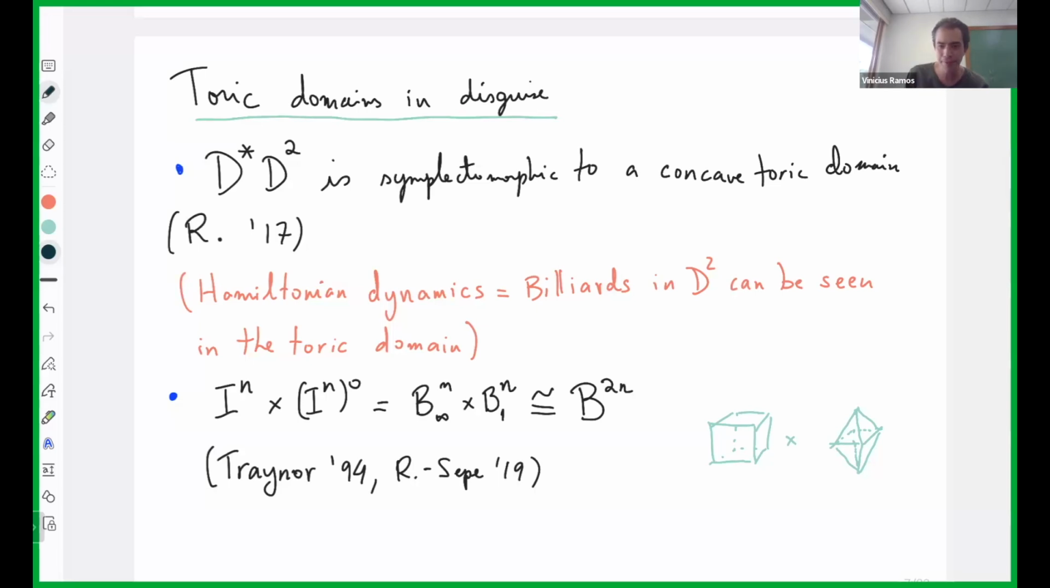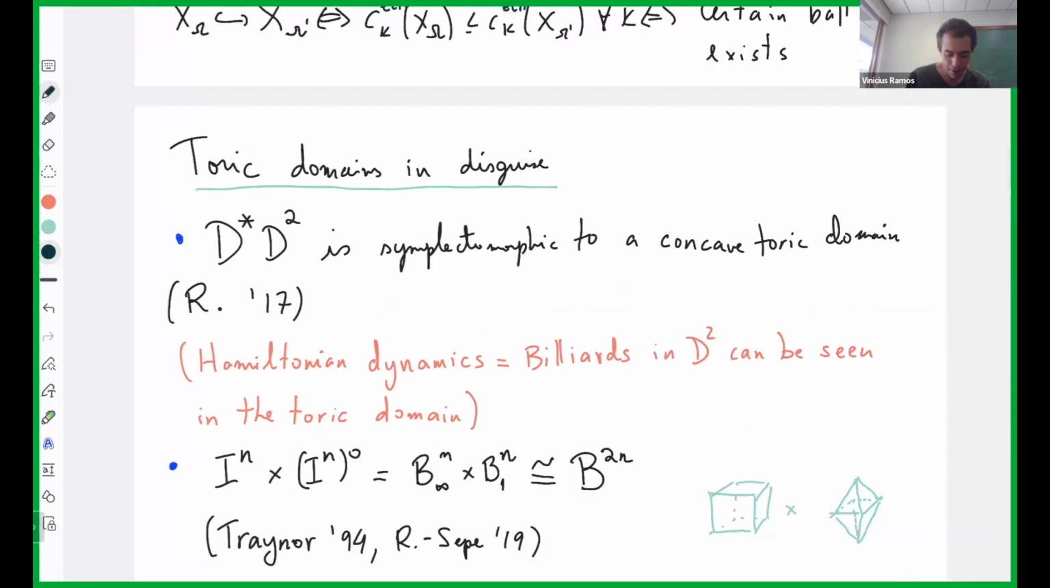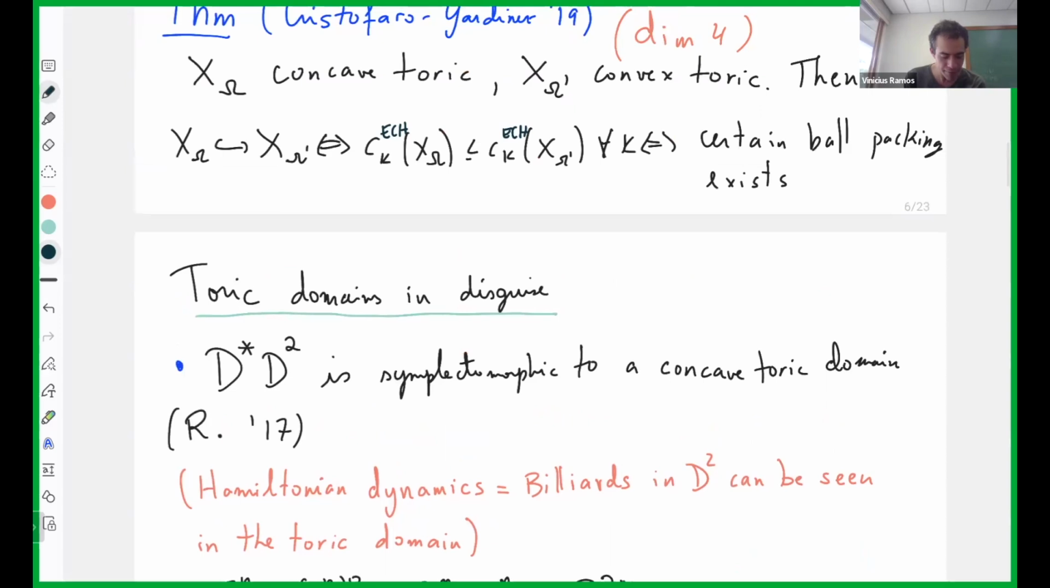The first one that I found was D star of D2. If you look at the disk in R2 with the flat metric, and you look at the disk bundle, that means in the cotangent bundle, you look at the unit disk on each fiber. This disk bundle of D2, which you can also think of as the Lagrangian product of two disks because the metric is flat, is symplectomorphic to a concave toric domain.